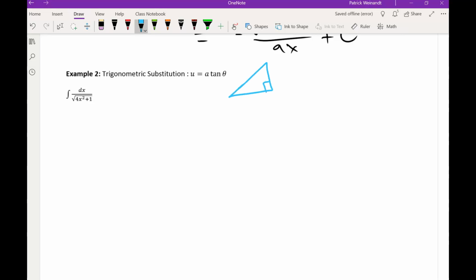So we have our right triangle. If we're working with 4x squared plus 1, and we're doing the square root of that, both of those have to be our legs. We know that our u is going to involve the x variable, so we ask what squared gives me 4x squared, and the answer is 2x. Our a value is what squared equals 1, and the answer is 1. And our hypotenuse has to be the square root of 4x squared plus 1.